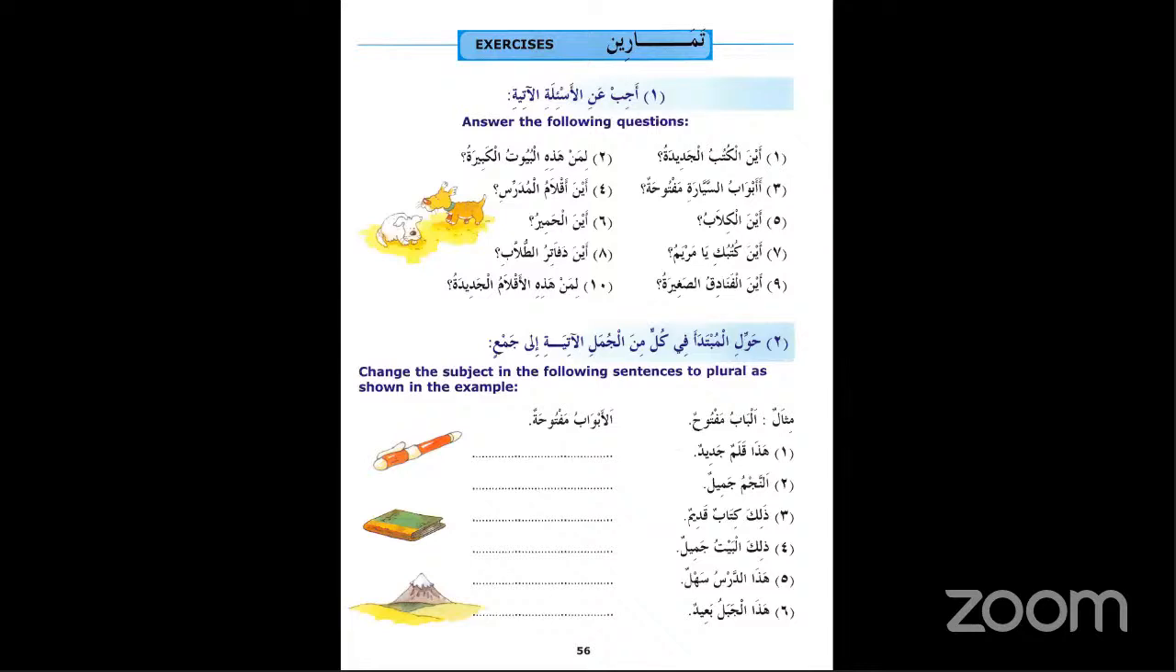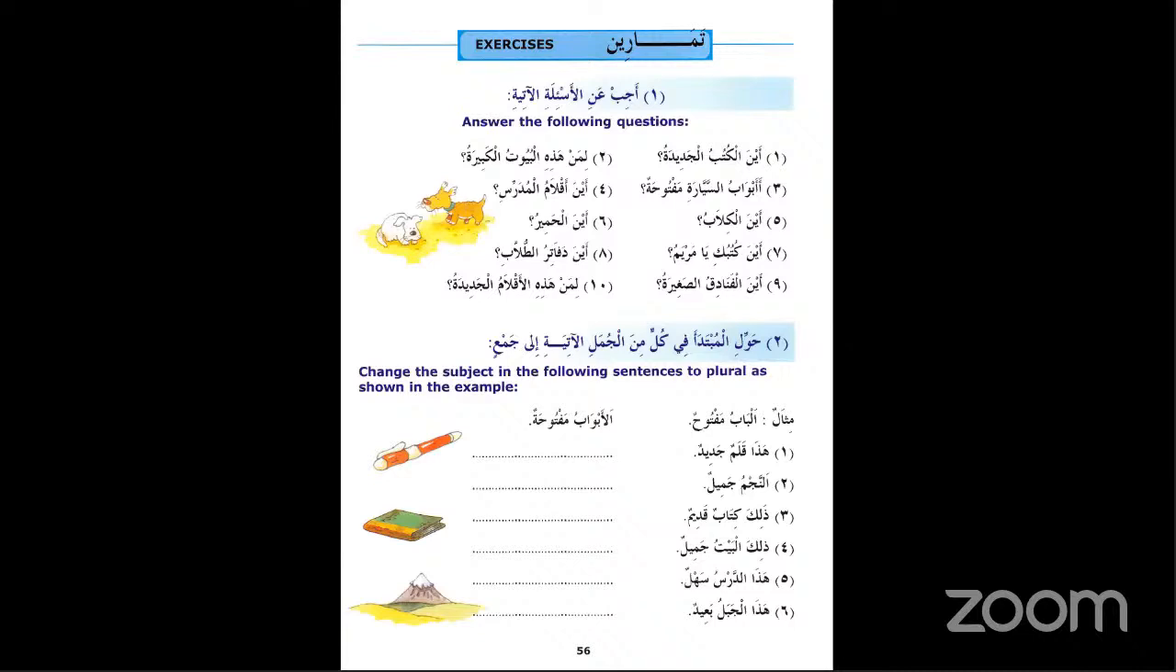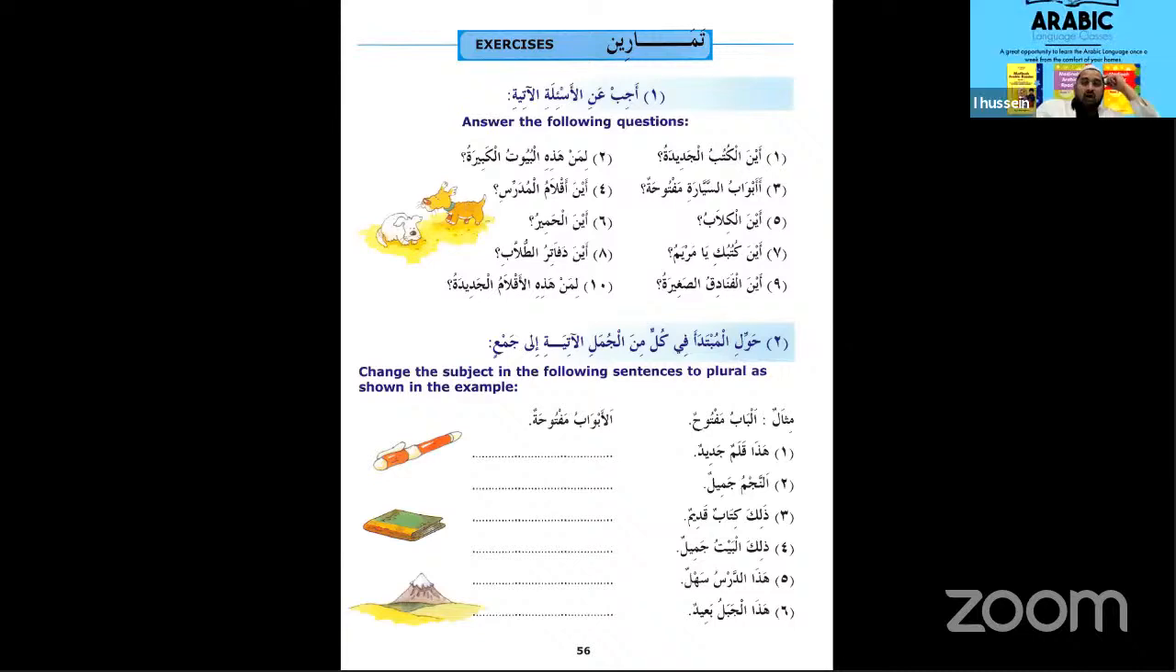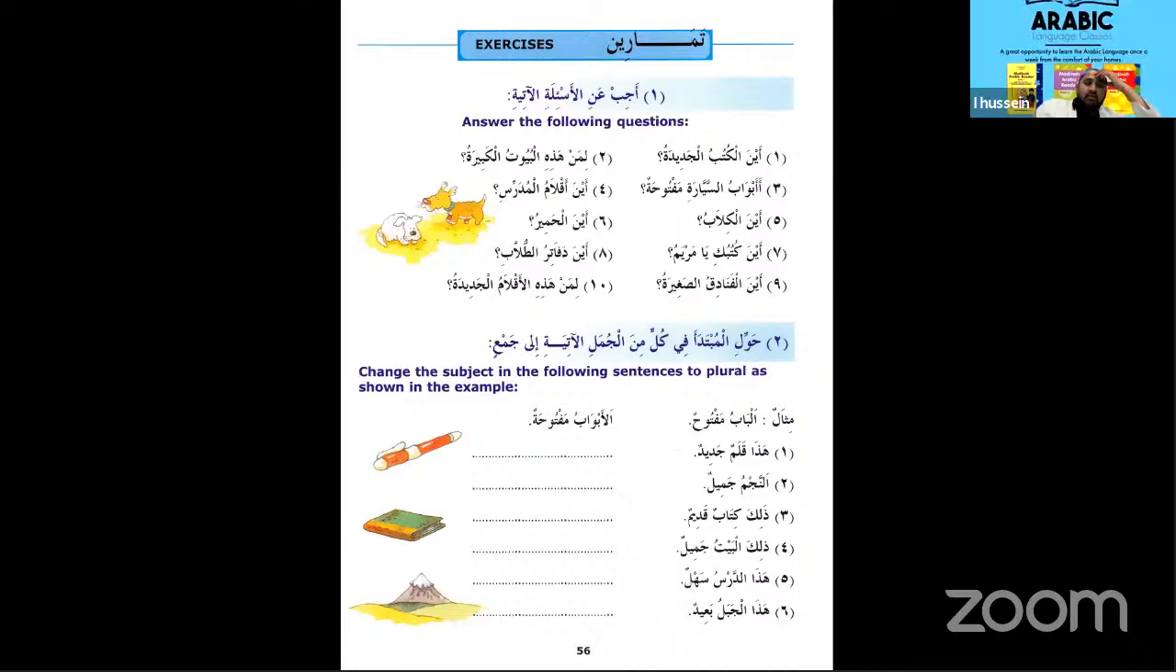Liman hadihi aklamul jadidatu. For whom are these new pens? These are for the students. So the best way to say it is this way: هذه الأقلام الجديدة للطلاب. هذه أقلام جديدة للطلاب. Correct. Jazakallah. Can you choose the next student to come on the mic?